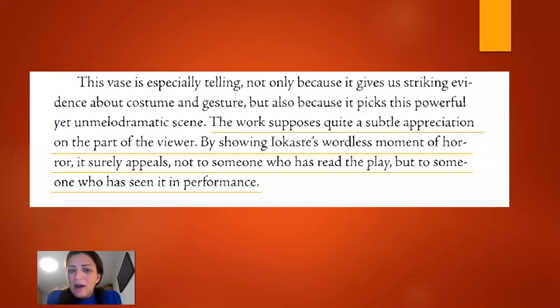what I picked out from this analysis is that this vase is especially telling, not only because it gives striking evidence about costume and gesture, but also because it picks this powerful yet unmelodramatic scene. The work supposes quite a subtle appreciation on the part of the viewer. By showing Jocasta's wordless moment of horror, it surely appeals not to someone who has read the play, but to someone who has seen it in performance. And here Taplin refers in particular to this gesture that Jocasta does, veiling her face in shame as she realizes that Oedipus is actually her son.